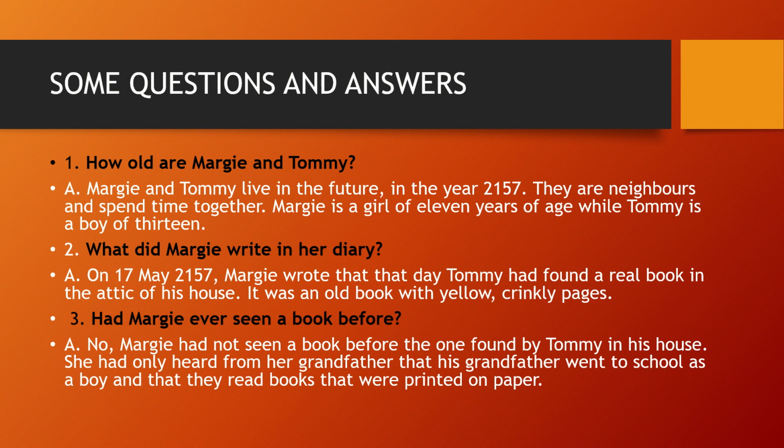Okay. Second one. What did Margie write in her diary? On 17th of May 2157, Margie wrote that today Tommy found a real book in the attic of his house. It was an old book, with yellow and crinkly pages. Okay, so this is the second answer.